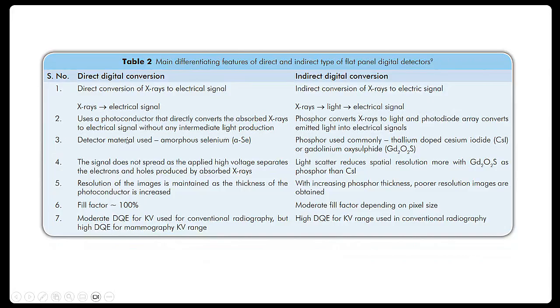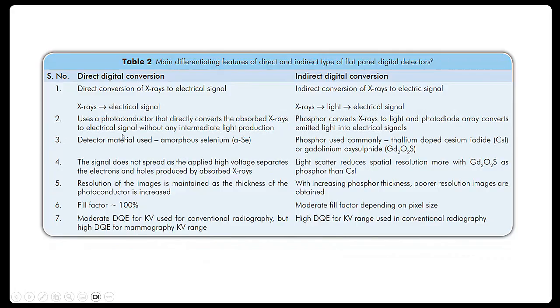Then the detector material used in direct conversion is amorphous selenium. And what is the phosphor used commonly? That is, what is the material used inside the scintillator? Thallium doped cesium iodide or gadolinium oxysulfide. Then the signal does not spread as the applied high voltage separates the electrons and holes produced by absorbed X-rays.